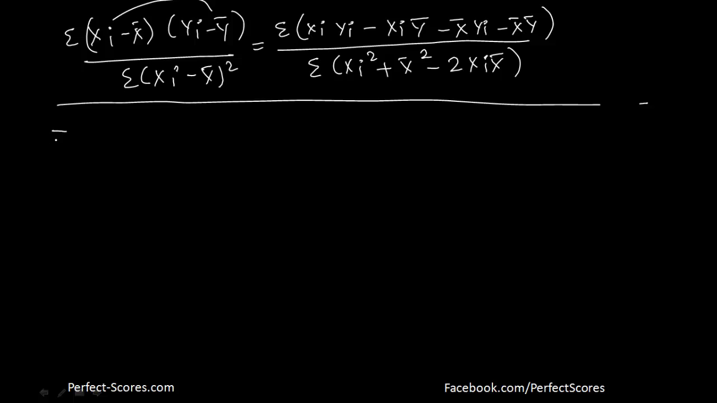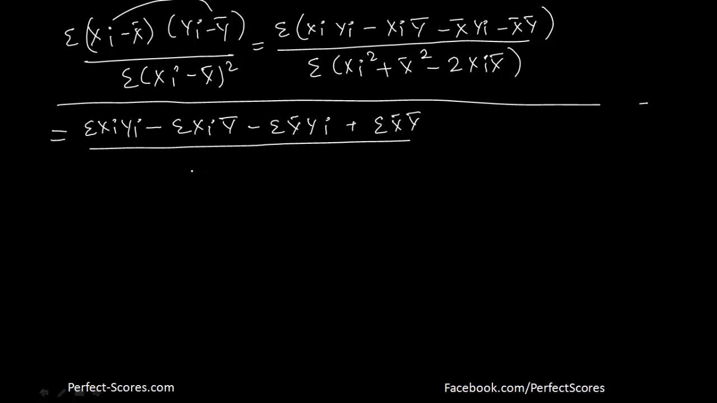If we take this forward from here and do the summation for all, that is summation of xi yi minus summation of xi into y bar minus summation of x bar into yi plus summation of x bar into y bar, divided by, if you open this up again, summation of xi square plus summation of x bar square minus 2 times summation of x bar into xi, right? So this is what we have here.